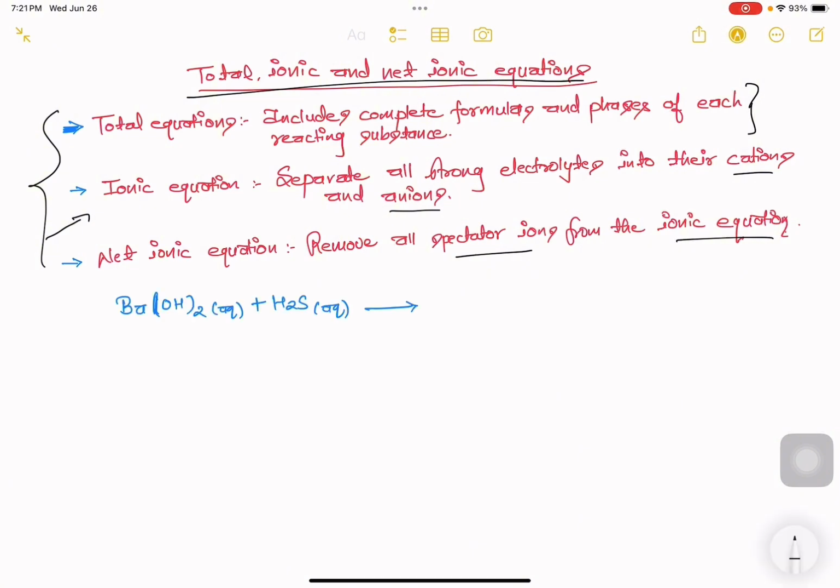Let's solve this problem where barium hydroxide, a base, reacts with hydrogen sulfide, which is an acid. It forms salt and water: barium sulfide and water. Here there are 2 oxygen, so we need to balance the equation. 4 hydrogen, 4 hydrogen, it is balanced.